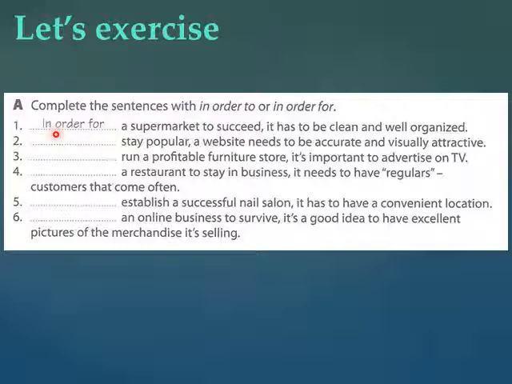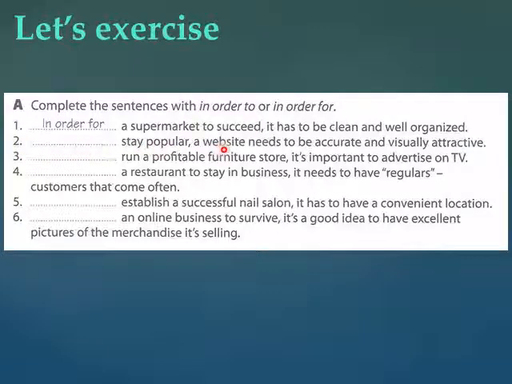Let's read them together. The first one is already answered, so we're just going to read it very quickly. In order for a supermarket to succeed, it has to be clean and well organized. Here we chose in order for because I have a supermarket, and a supermarket here is a noun. Let's take a look at number 2.